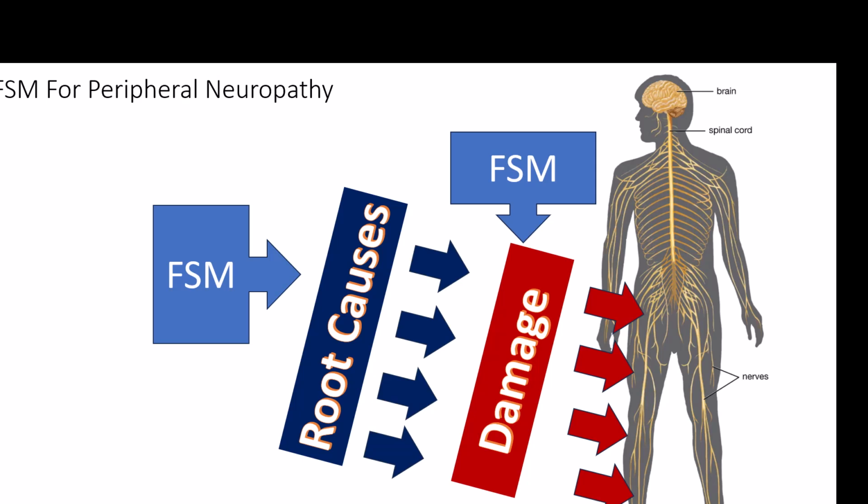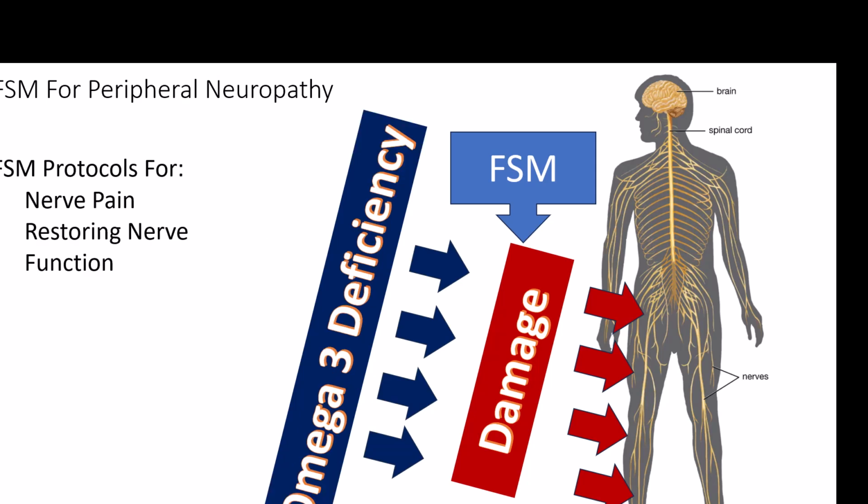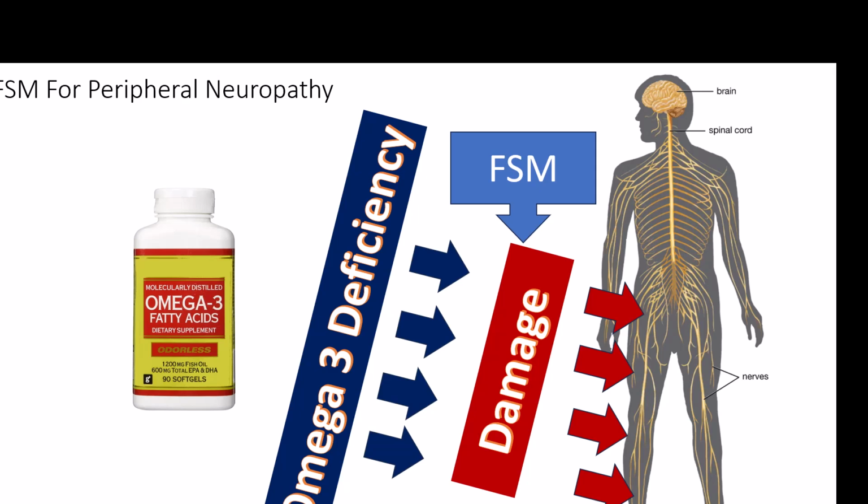Then there are the FSM protocols to treat the root causes of the peripheral neuropathy in question. Let's take, for example, a peripheral neuropathy caused by a deficiency of omega-3 fatty acids. In this case, we would use the protocols for nerve pain and then also the protocol to restore nerve function. But we don't have an FSM protocol to magically make omega-3 fatty acids. So we're going to have to take an omega-3 supplement to correct this root cause.